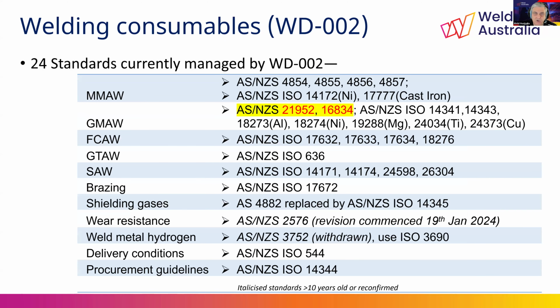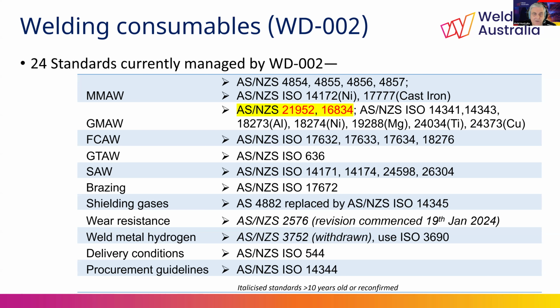Now, most of these consumable standards are either direct text adoptions of the ISO standards or are modified adoptions, and standards in red are actually in the process of being updated to the current 2025 ISO editions. Now, some manual metal arc and submerged arc consumable standards are currently being revised by ISO, and updating these to the latest editions of the ISO will be considered once ISO have completed their revision process.